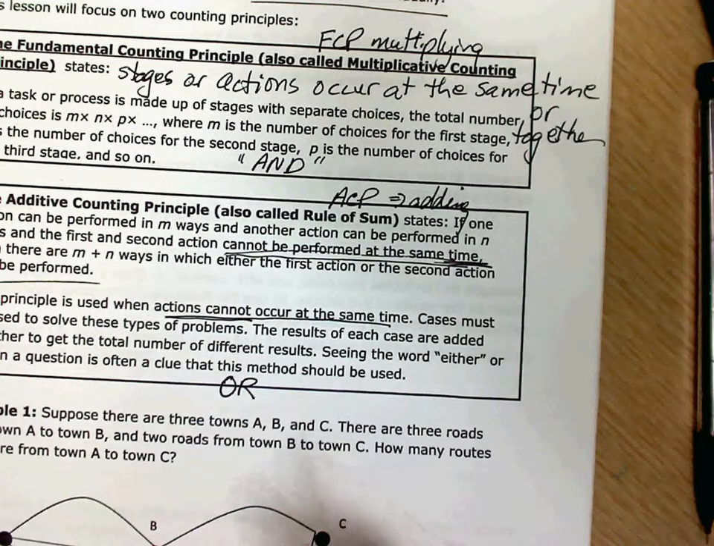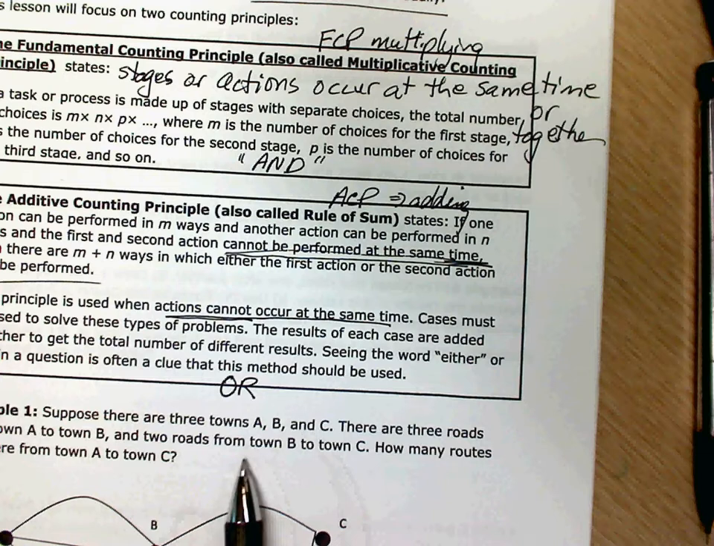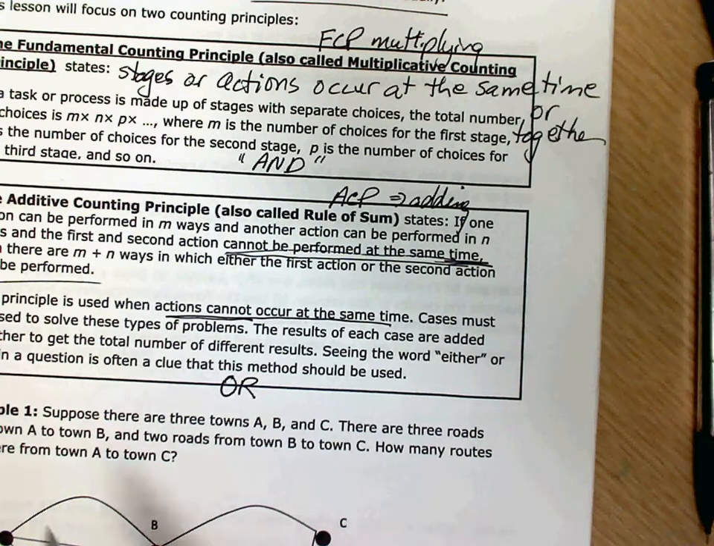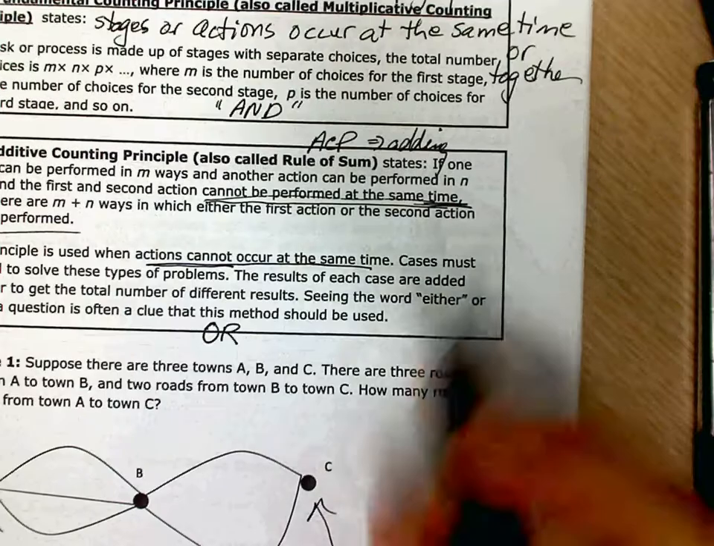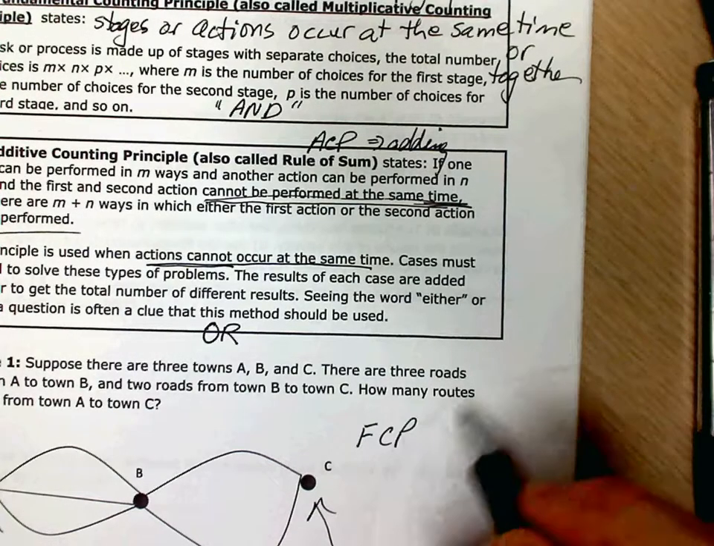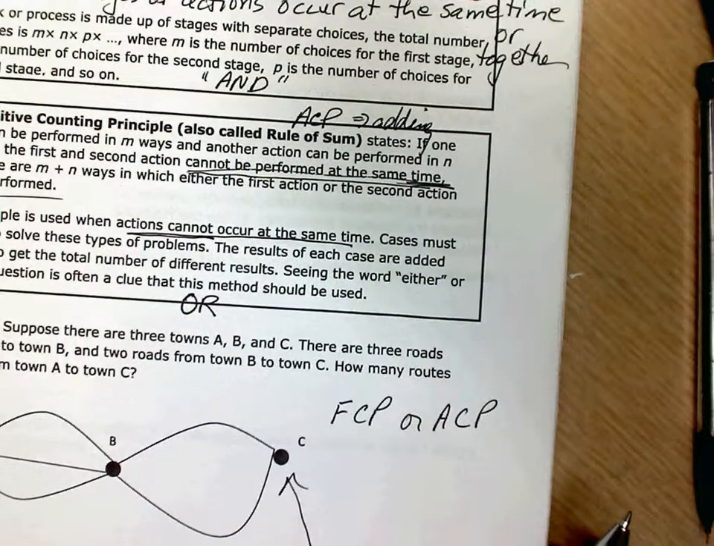Suppose there are three towns, A, B, and C. There are 3 roads from town A to town B, 1, 2, 3, and 2 roads from town B to town C. They want to know how many routes there are to get from town A to town C. Are we going to be using the fundamental counting principle here or the additive counting principle here? Fundamental counting? Why do you say that? I'm not saying you're right or wrong. I just want to know your reasoning.